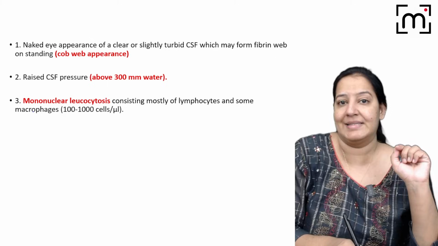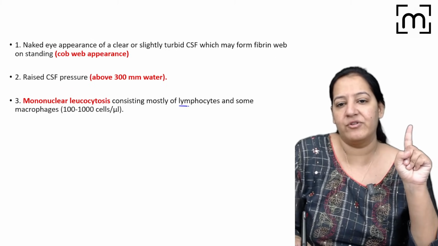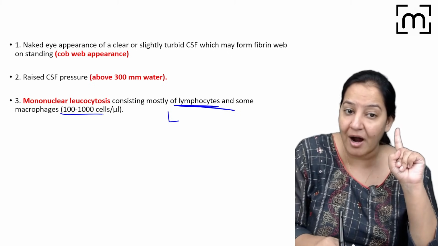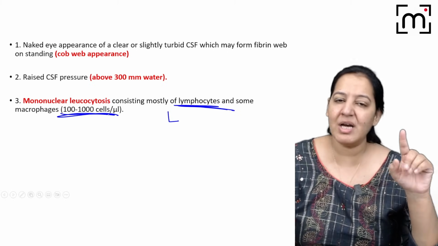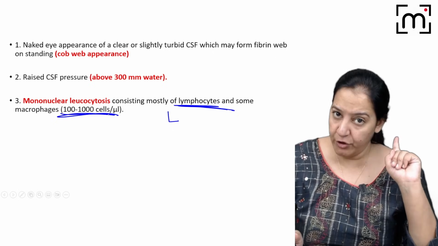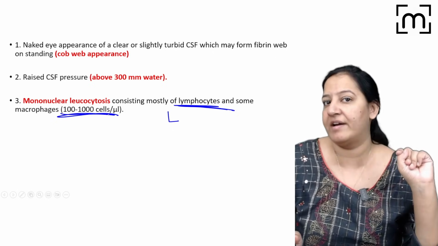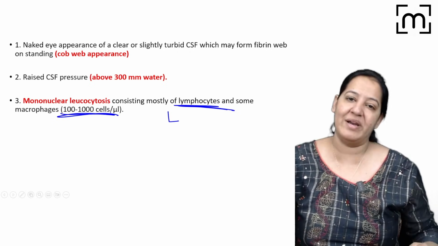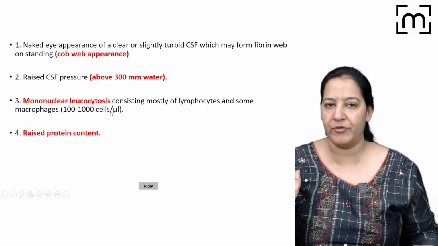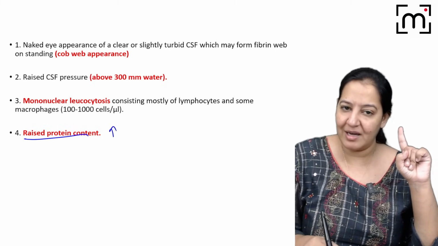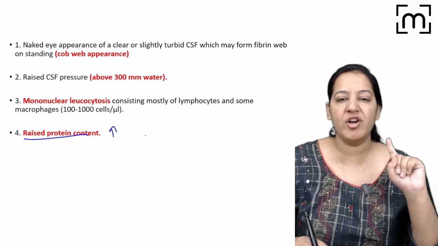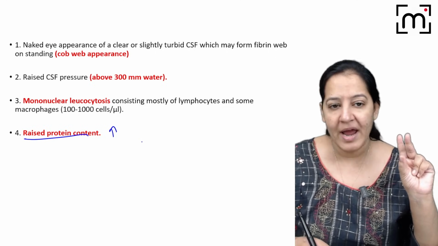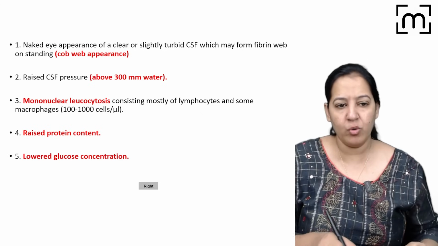The third is the cells. If you see the cells, again, they are lymphocytes and few macrophages. So lymphocytes, but the count is 100 to 1000. In viral meningitis also, there were lymphocytes. But if you remember the count, it's 10 to 100 in the viral one. And here it's 100 to 1000 in the chronic one. And the unit is the same, it's per microliter. Protein content is raised like the bacterial one because Mycobacterium tuberculosis and Cryptococcus, the bacteria and fungus, both have a cell wall, and the cell wall is increasing the protein, and the glucose content is lowered.